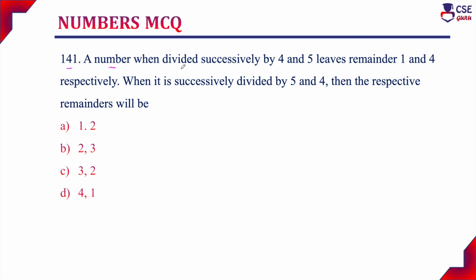A number when divided successively by 4 and 5 leaves remainders 1 and 4. This is successive division. When it is successively divided by 5 and 4, then the respective remainders will be? So the method: consider that the dividend is x. We don't know the value. We need to find this dividend value.